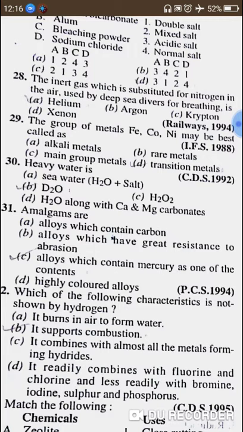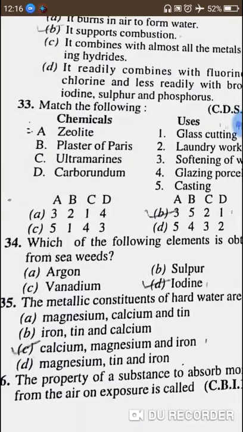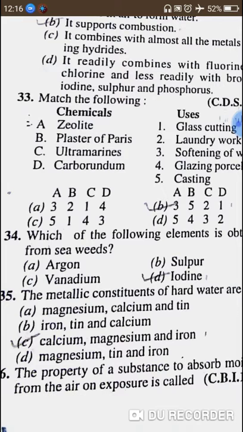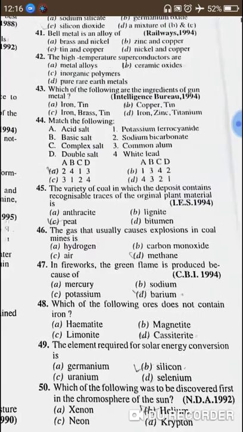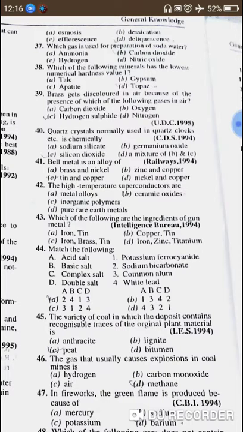Next, which of the following elements is obtained from seaweeds? And our answer is iodine. Next, the metallic constituents of hard water are calcium, magnesium and iron. So the metallic constituents of hard water are calcium, magnesium and iron. Next question, the property of a substance to absorb moisture from air on exposure is called, and our answer is deliquescence. So the property of a substance to absorb moisture from the air on exposure is called deliquescence.